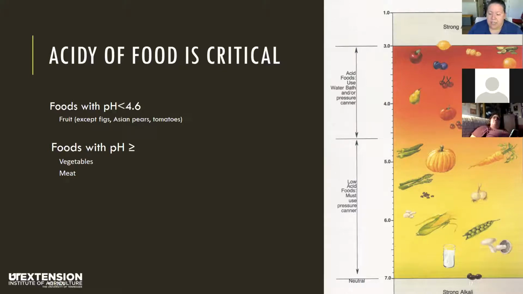Tomatoes are one of those where, whether you water bath can or pressure can, you still want to add citric acid into your jars. On the citric acid bottle itself, it will tell you exactly how much citric acid to add to each jar.